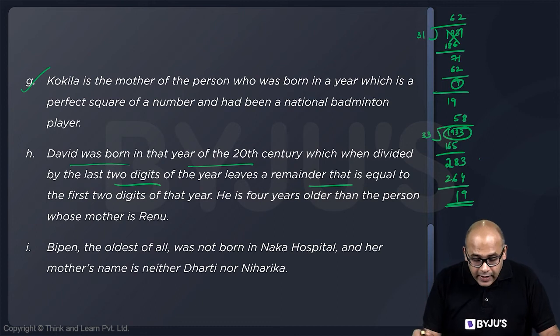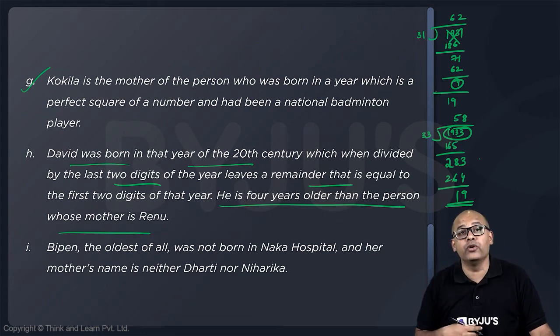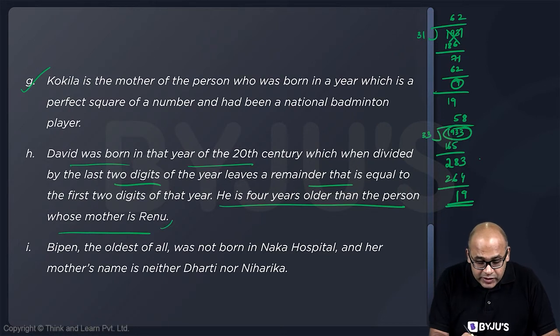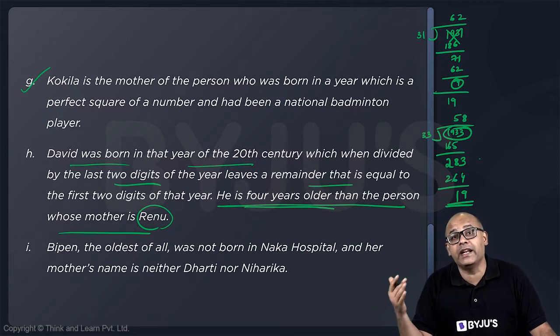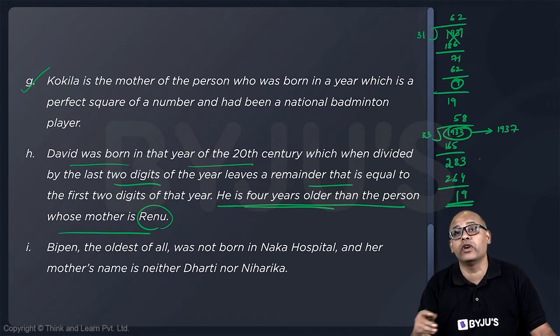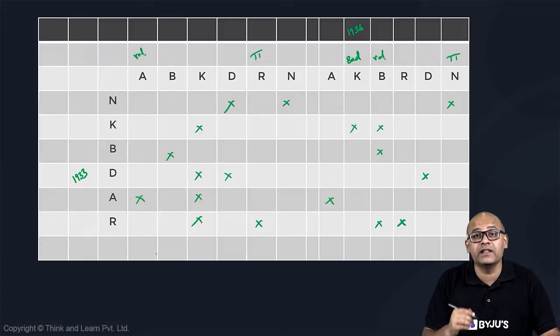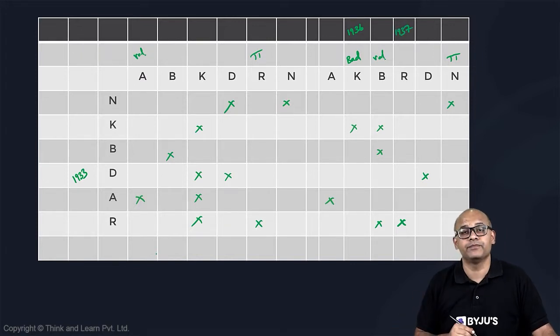Okay. And this entire thing is done. He is 4 years older than the person whose mother is Renu. So the person whose mother is Renu is 4 years younger, or David is 4 years older. So David is 1933. The other person should be 1937. 4 years difference. Right? So 1937 is the person whose mother is Renu. So Renu's child should be 1937.